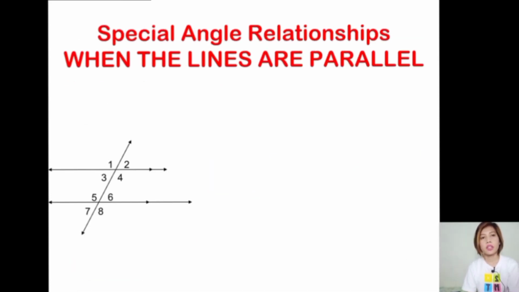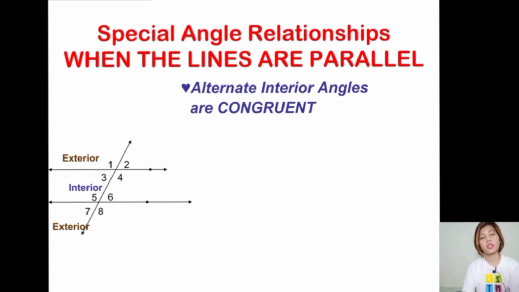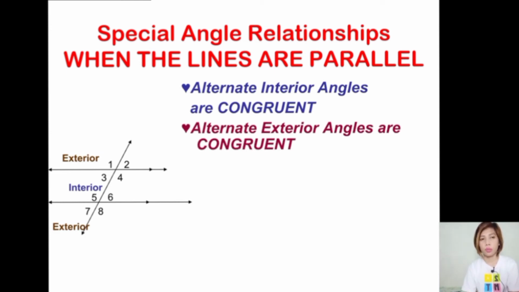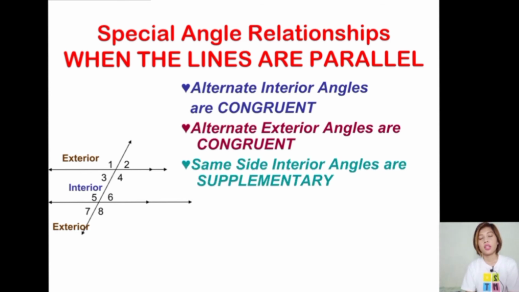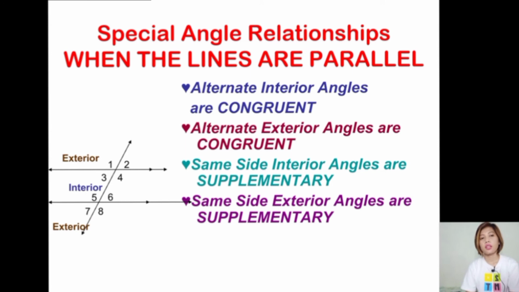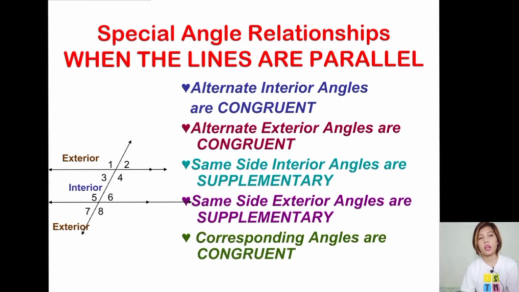So, to summarize, special angle relationships when the lines are parallel. Tandaan po pang parallel lines lang po ito. So, the first one is, alternate interior angles are congruent. So, tandaan po yan. And then, alternate exterior angles are congruent. Next, same side interior angles are supplementary. Then, same side exterior angles are also supplementary. And then, the last one is, corresponding angles are congruent.